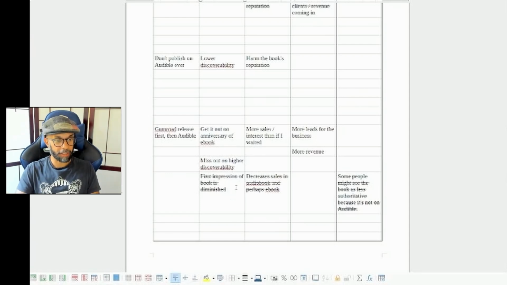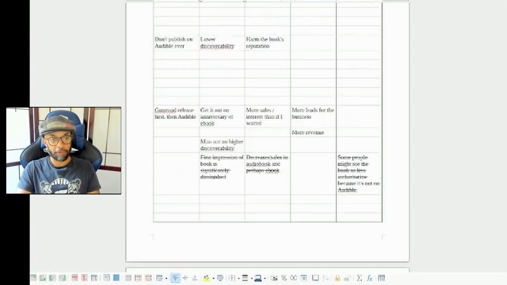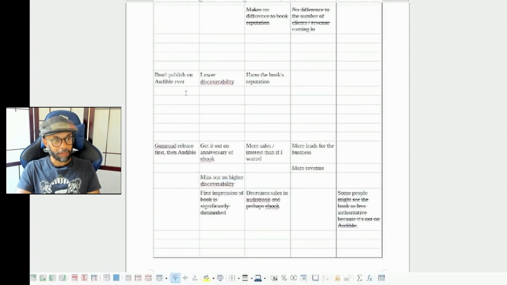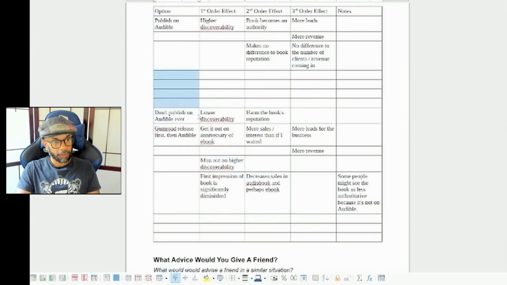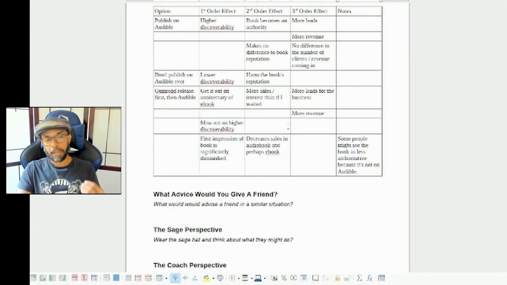And as you can see, I've ruled out the idea that the first impression of the book is diminished. I should probably say significantly diminished, because it might get slightly diminished. And that's mitigated by the fact that, hey, I might do an Audible release if there's demand for it. So I'm not necessarily ruling anyone out there. Yeah, if you want to neaten up the table, you can always delete these rows. So that's a little bit nicer for me to look at whenever I come back to review this.